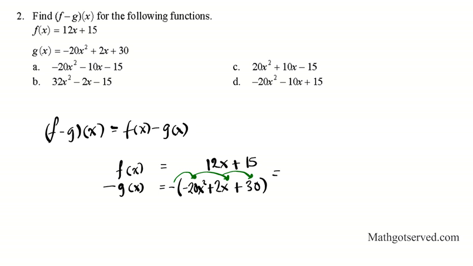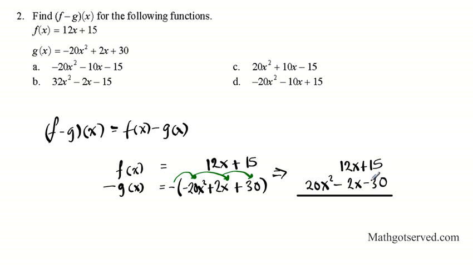So notice that f of x stays the same, 12x plus 15. And then g of x, you're now going to take the opposite of every single term. So negative 20x squared becomes 20x squared, plus 2x becomes minus 2x, plus 30 becomes minus 30. And then we just add downwards, okay? Notice that whenever you're subtracting, you just add your first function to the opposite of the second function. Alright, now that we're adding, we're just going to combine coefficients.